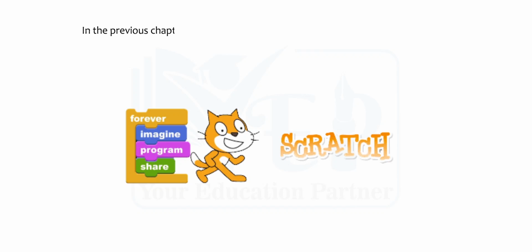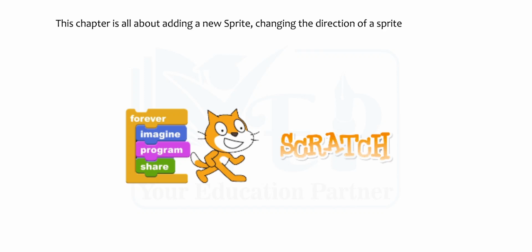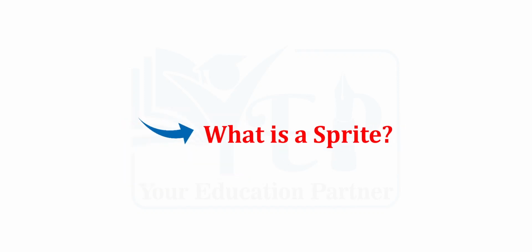In the previous chapter, you have learnt about Scratch and its various components. This chapter is all about adding a new sprite, changing the direction of a sprite, and a few more blocks from the blocks palette. Okay, first let's talk about what a sprite is.